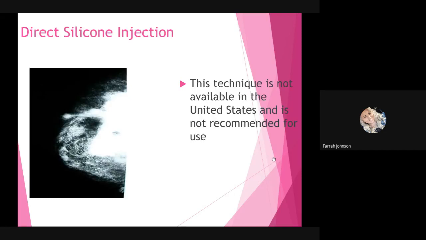This is an example of a direct silicone injection. This technique is not available in the United States and is not recommended for use. The reason is because this silicone is going to harden over time. It's going to obscure the amount of breast tissue that you can accurately visualize. And then typically these patients will present with palpable lumps and things like that, which are typically just the result of that silicone kind of bubbling inside in different pockets of the tissue.